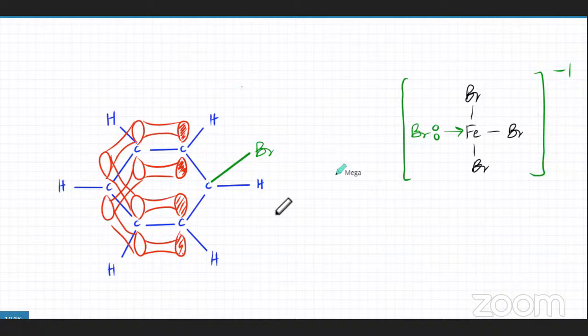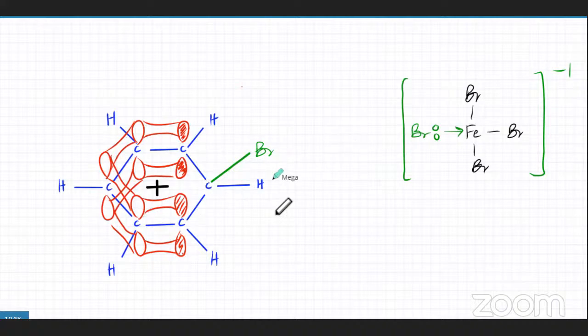Yes, sir. Now the next thing is that this benzene electron cloud is electron deficient because somebody took its electron. So this benzene now has a positive charge on it. And the benzene electron cloud is unstable now. It needs that electron back.